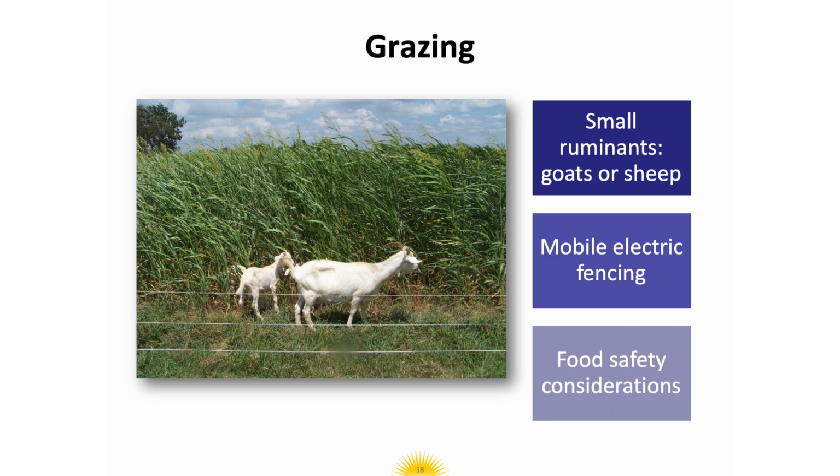There are a lot of other considerations, things to think about, things to manage with livestock in cover crops. Fencing to keep them in. You could use mobile electric fencing with solar chargers, that would be a good option. Also, food safety considerations, it's really important to think about this.